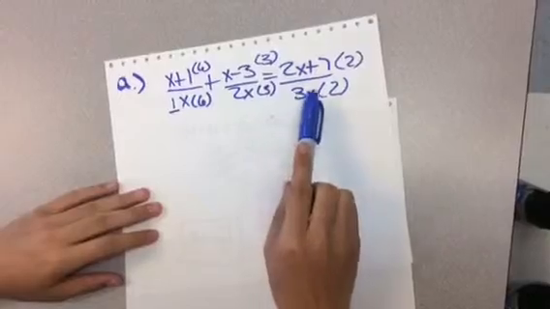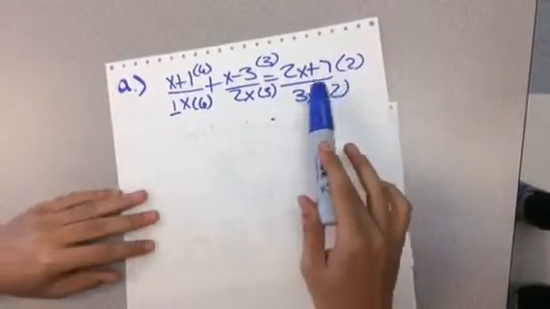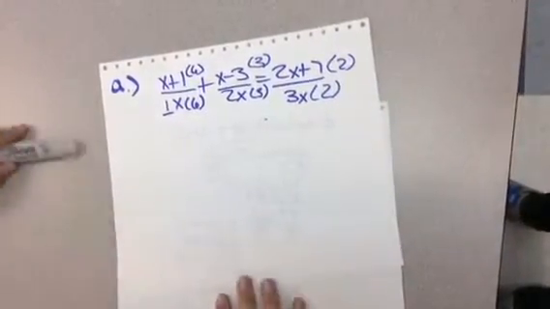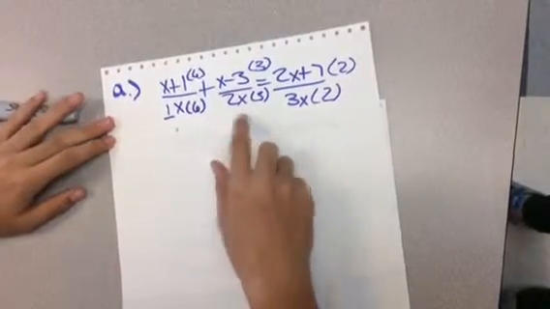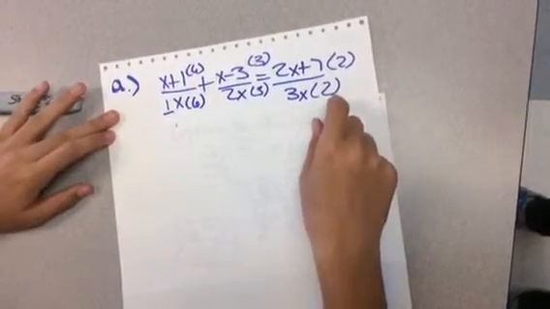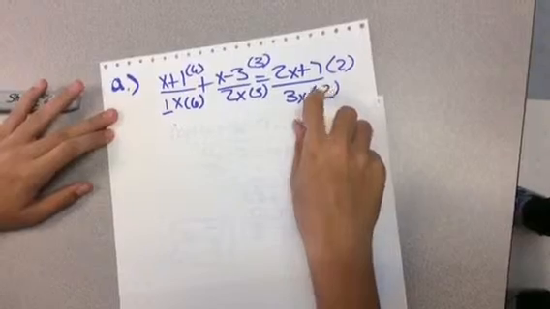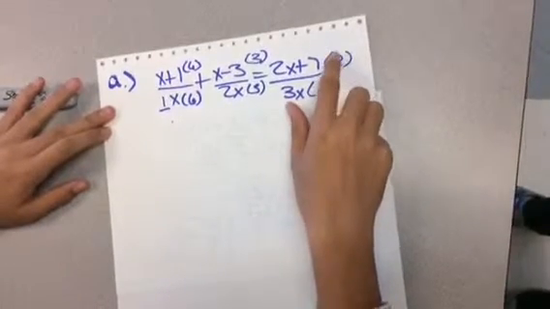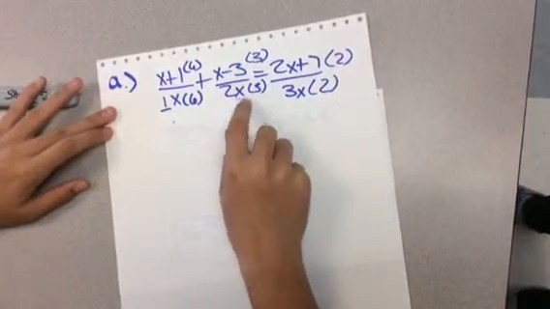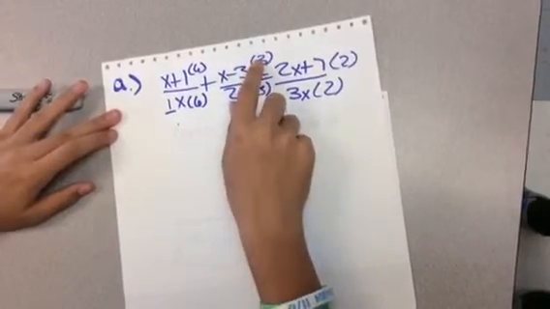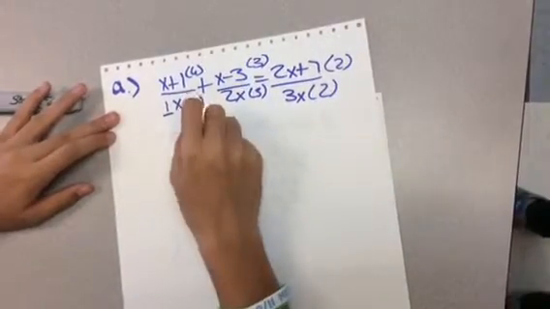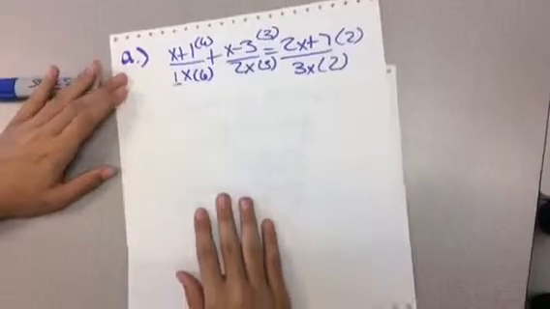So 3x is the smallest number, and multiplied by 2 it is 6x, which fits with every one of them. So we're going to use 6x. Multiply this by 2 and on top as well by 2. To get 6x here you have to do times 3, and times 3 up here as well. And to get 6x on the right, we multiply by 2, top and bottom.